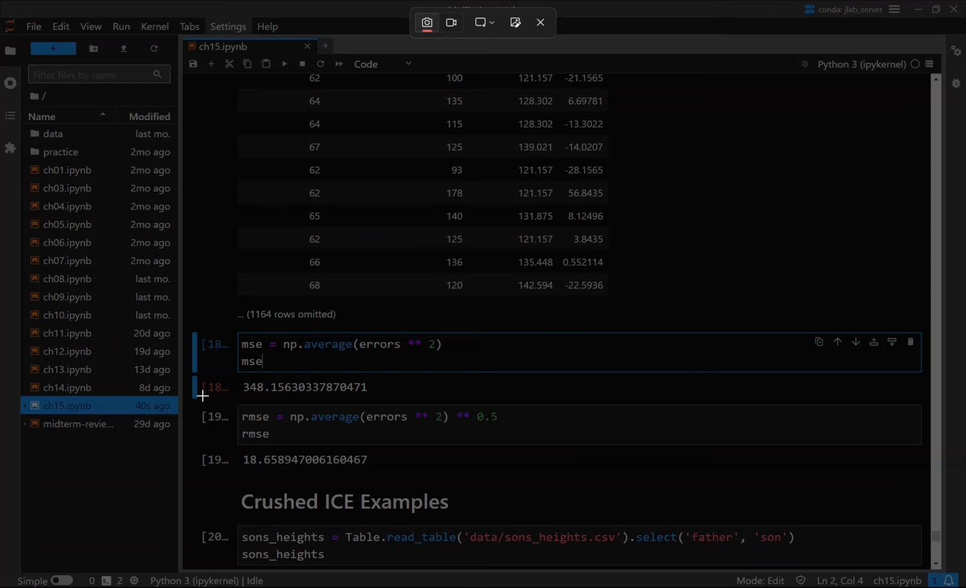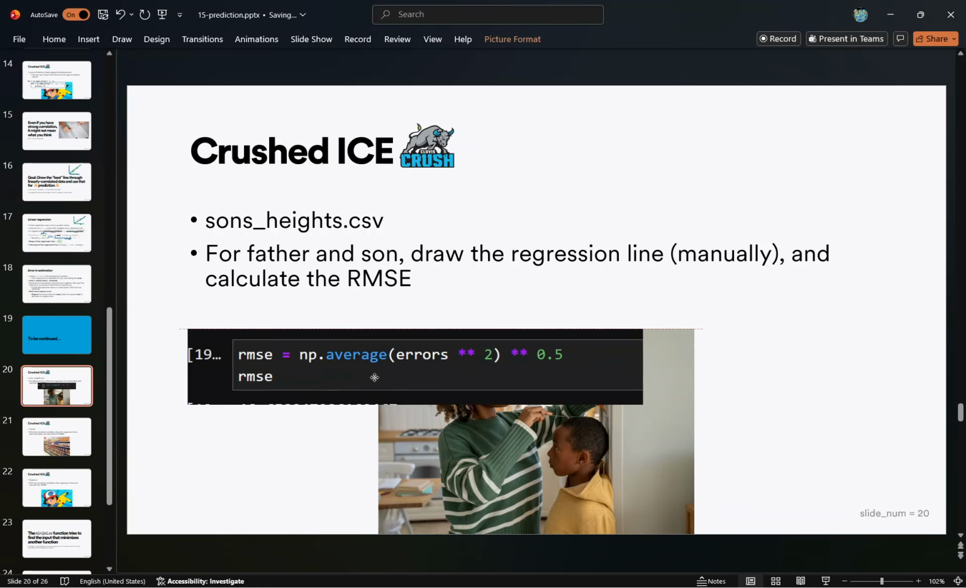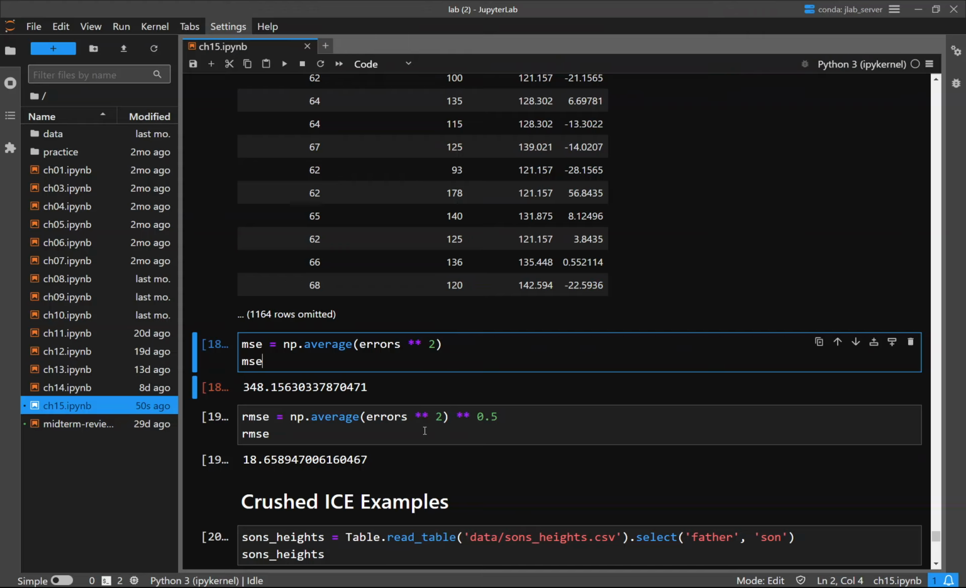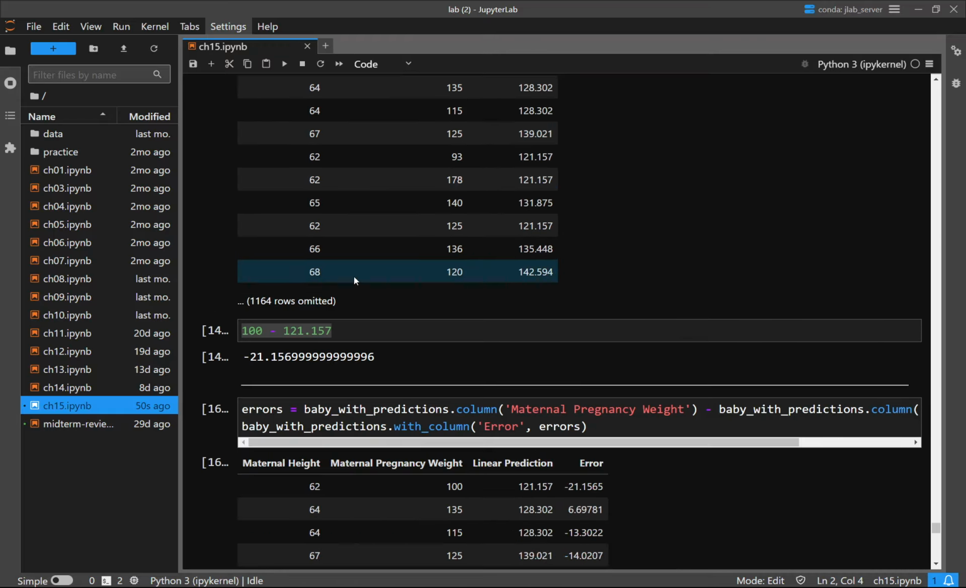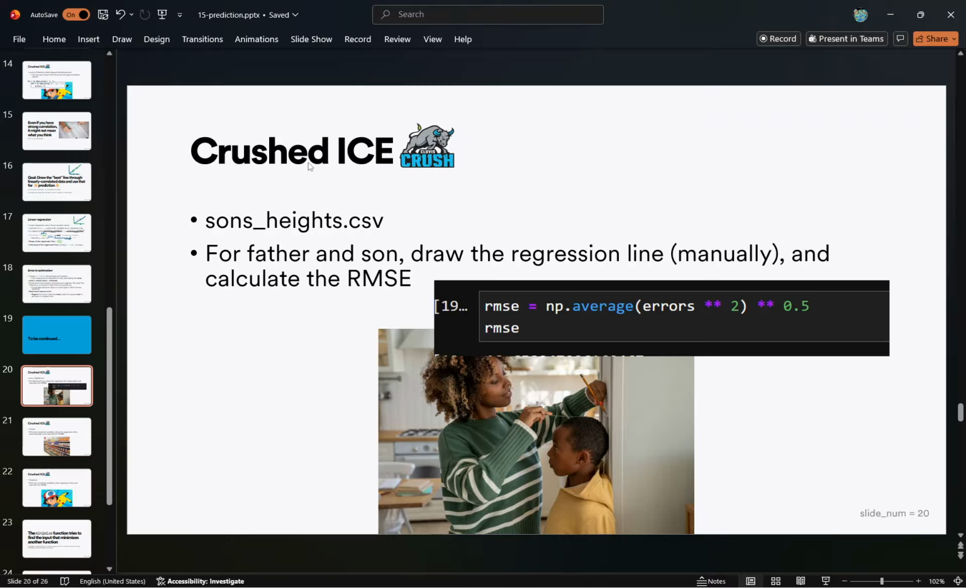Here, I'll show you the root mean squared error calculation at least. That's how you do it. So essentially, instead of maternal height predicting maternal pregnancy weight for this data set, you're going to follow all these things all over again and try to use father's height to predict son's height. Does that make sense? Questions about that?